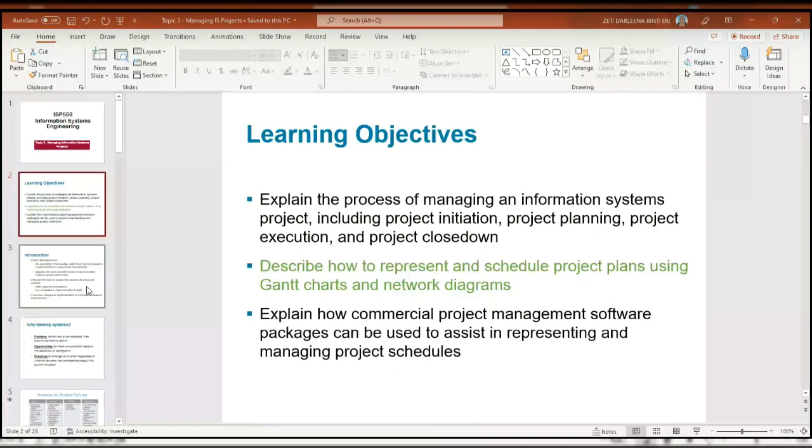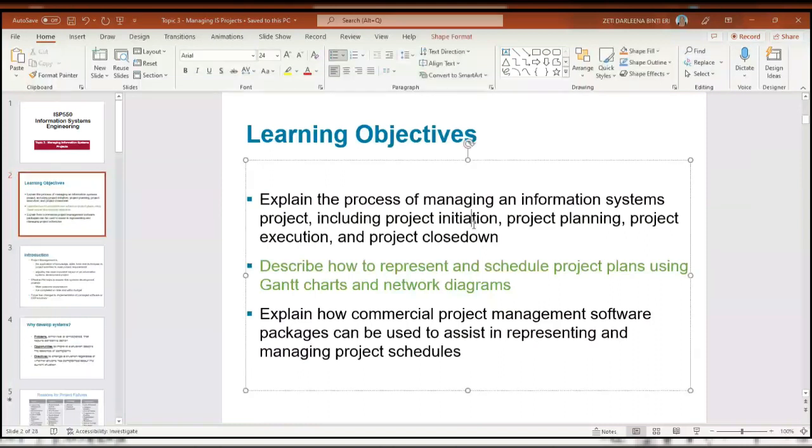And then, third objective, explain how commercial project management software packages, yang ni dia dah start masuk. Project management software packages can be used to assist in representing and managing project schedules. IS project, software packages project, it similarly follows the phases, the phases here. Similarly follow the phases here as well.